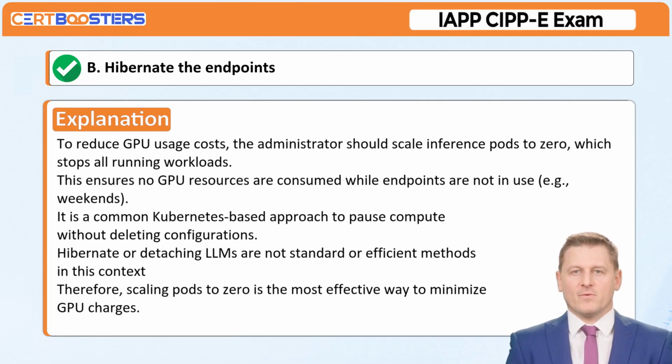Explanation. To reduce GPU usage costs, the administrator should scale inference pods to 0, which stops all running workloads. This ensures no GPU resources are consumed while endpoints are not in use, e.g. weekends. It is a common Kubernetes-based approach to pause compute without deleting configurations. Hibernate or detaching LLMs are not standard or efficient methods in this context. A read-only license does not impact resource consumption. Therefore, scaling pods to 0 is the most effective way to minimize GPU charges.